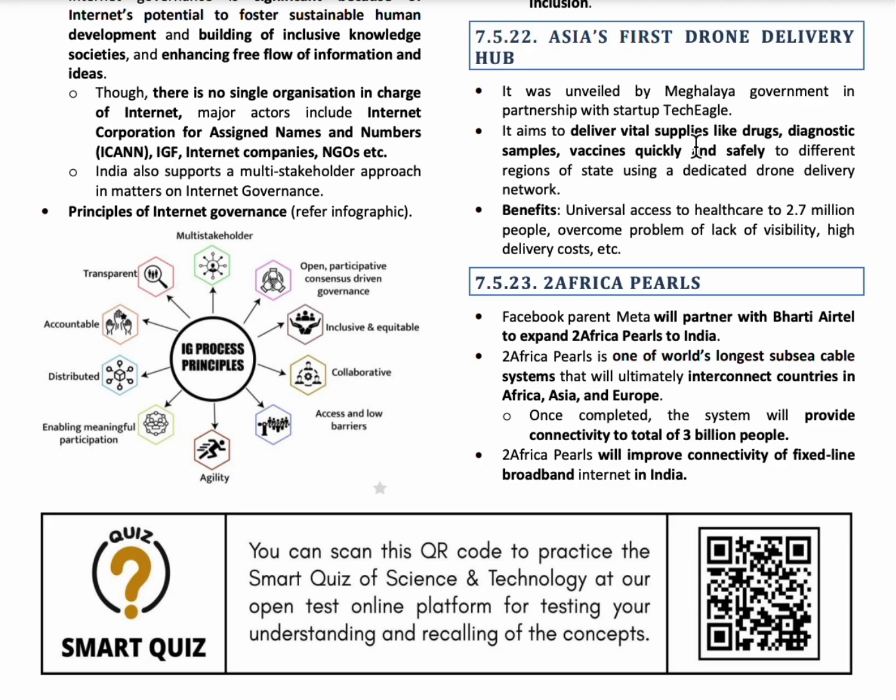Next topic is 2 Africa Pearls. So 2 Africa Pearls is one of the world's longest subsea cable systems that will connect the countries in Africa, Asia and Europe. This connectivity will improve the broadband internet connectivity in India.